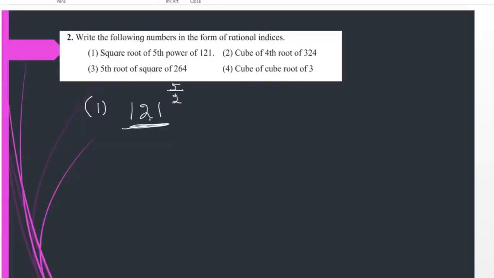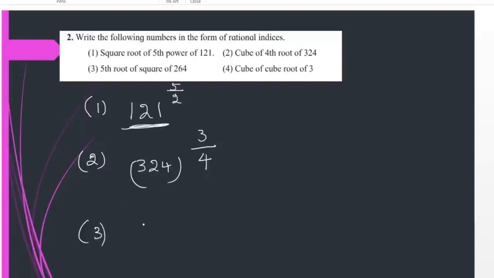Okay. So what about the next sum? Cube of fourth root of 324. So 324 is the base. And then here cube of fourth root. So fourth root means root value is 4 and cube means it is nothing but 3. So the power is not given. So you should understand it is nothing but the power value is 3.